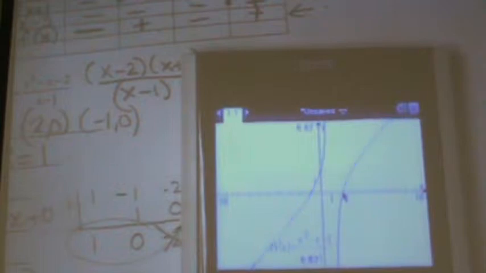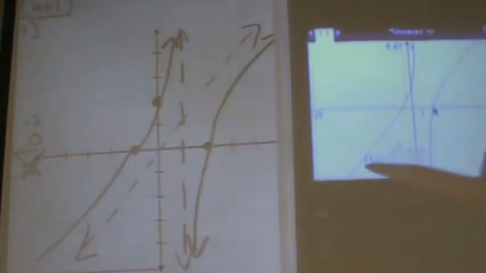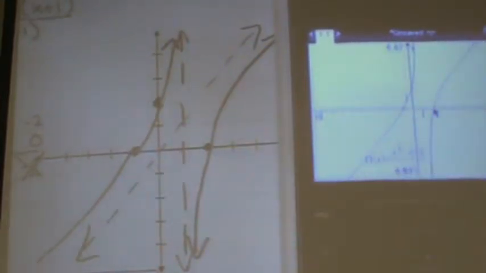Let's type it in. So we're going to do a fraction. We have x squared minus x minus 2 over x minus 1. And let's graph this. Let's see how close we are. How does that look? Pretty good. So what you don't see here are your asymptotes. That's what a calculator is not going to show you.